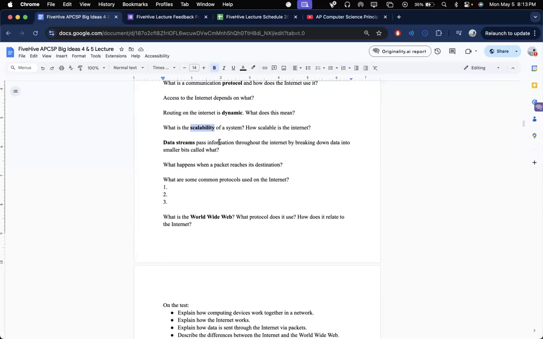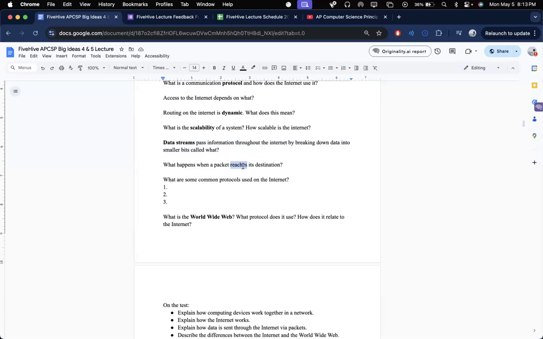So data streams pass information throughout the internet by breaking down data into smaller bits called what? This is something we should have right off the top of our mind, right? Packets, right? Absolutely. So if we have a large piece of data and we need to transfer it, for example in a text message, then that large piece of data will get broken down and then sent in bits, and then at the destination, it'll get reassembled, right? And so these bits that it breaks down into are called packets.